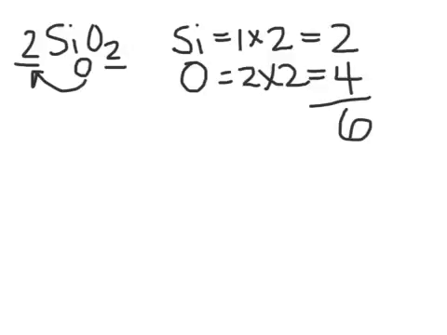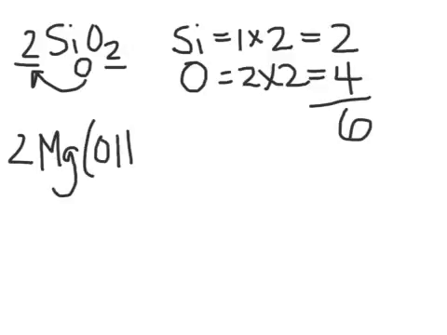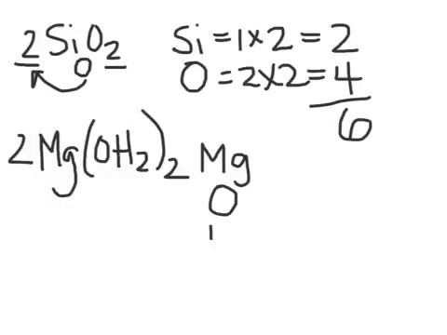Let's do one with a parentheses. 2 magnesiums, OH2, with a 2 behind it. For this one we're going to have magnesium, oxygen, and hydrogen. Because we have a 2 in the front, a coefficient, it's going to be distributed through the whole formula.